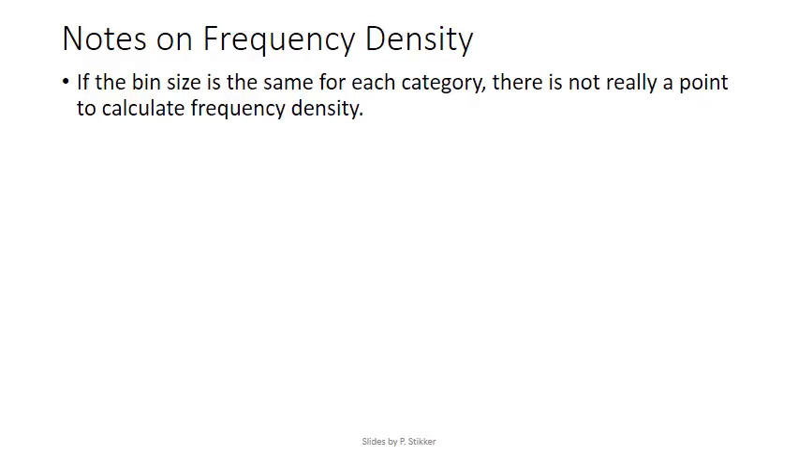A few final notes on frequency density. Note that if the bin size is the same for each category or each bin, there's not really a point to calculate these frequency densities because you'll simply be dividing each frequency by the same number. And usually you're trying to compare these with each other, so you're simply dividing by the same number, and the largest number stays the largest, the ratio stays the same, etc. So there's not much of a point to do this if the bin sizes are all the same.